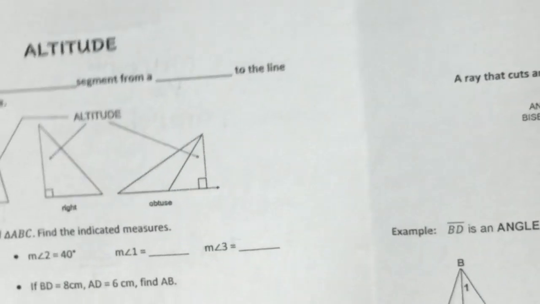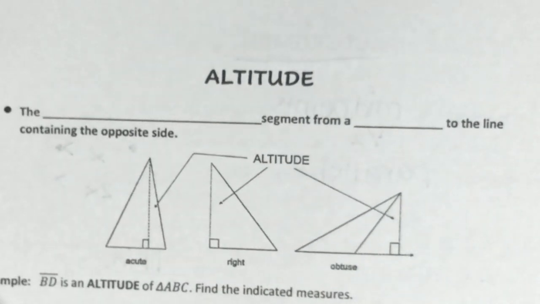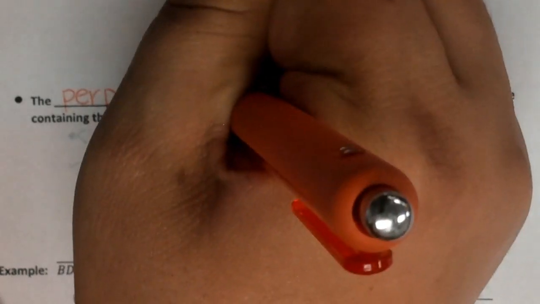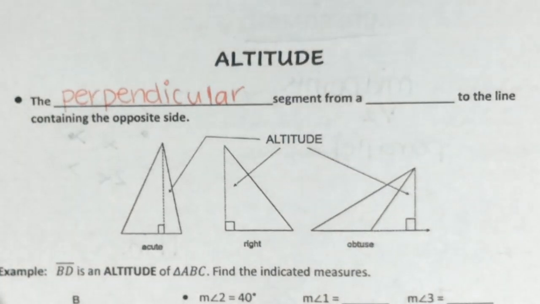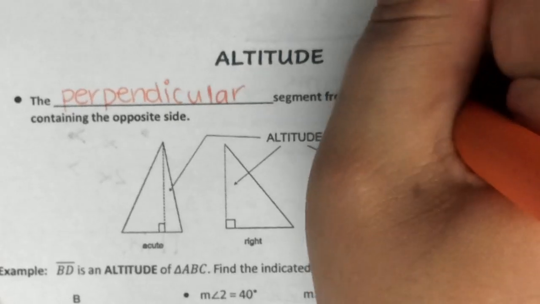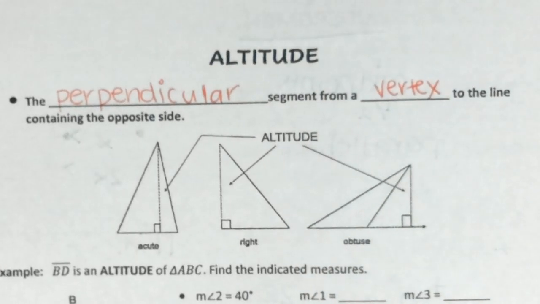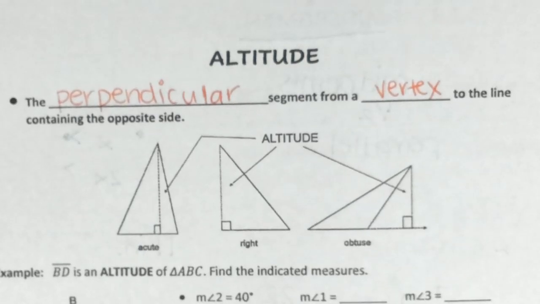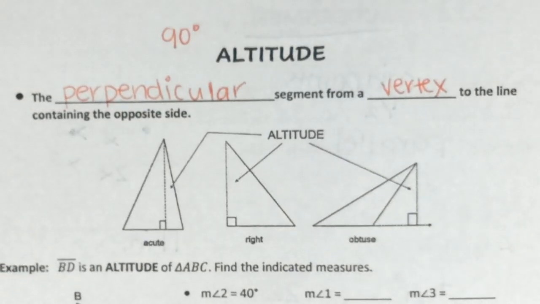Last one we're going to go over today is altitude. An altitude, are y'all with me? An altitude is the perpendicular segment from a vertex to the opposite side. Whenever you see the word perpendicular, what should you think about? 90-degree angle. An altitude, you will always add a 90-degree angle.